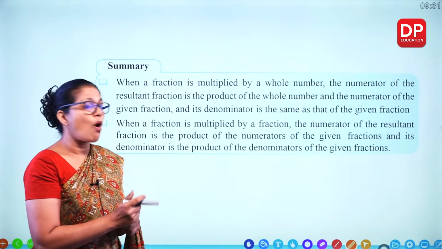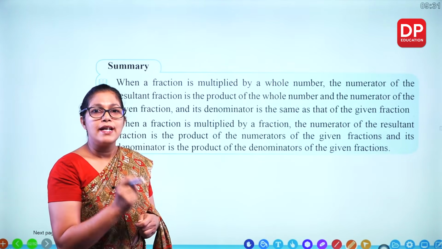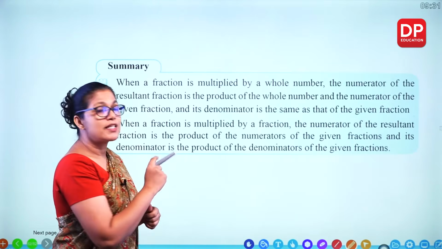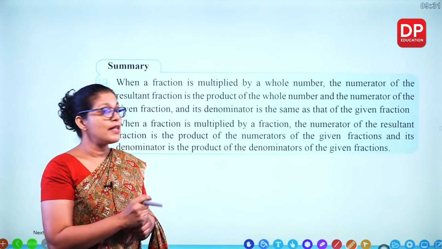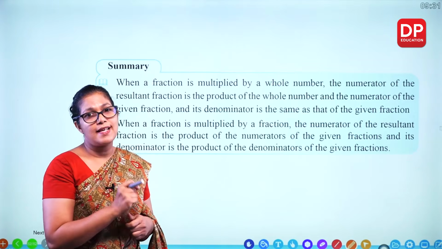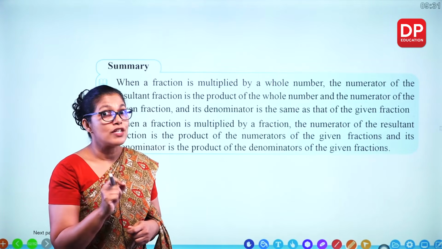So practice all theory related to that, and practice all examples and exercises, and be thorough with fractions. The next lesson is about fraction division.